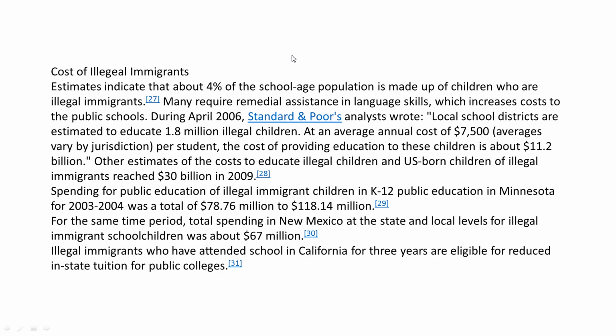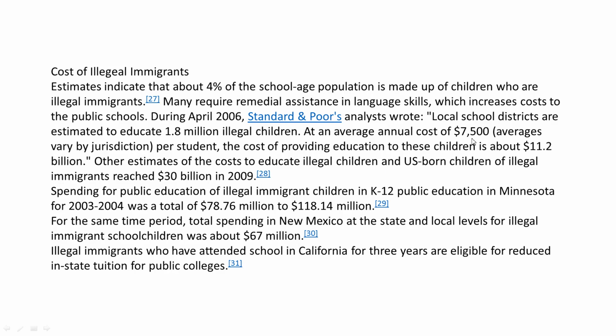4% of the school age population is made up of children who are illegal immigrants. Basically, many of them require language assistance, which increases cost to the public schools. Many of them require many other types of assistance. They don't have insurance, and they receive subsidized meals, before and after school care, all kinds of benefits. Local school districts are estimated to educate 1.8 million illegal children at the average cost of $7,500 per student.